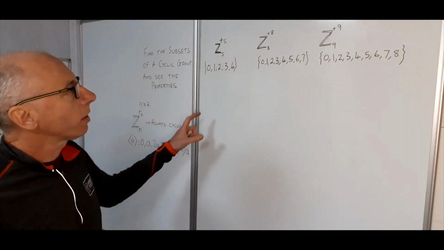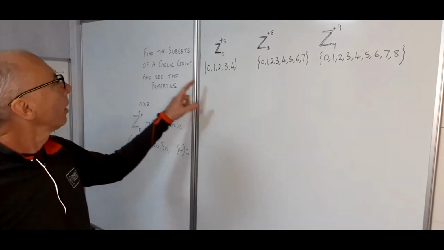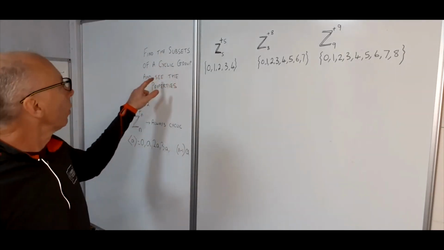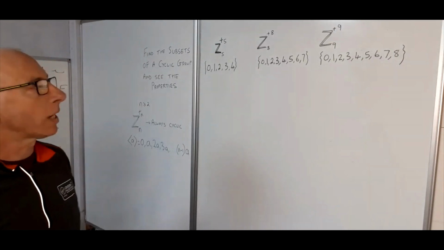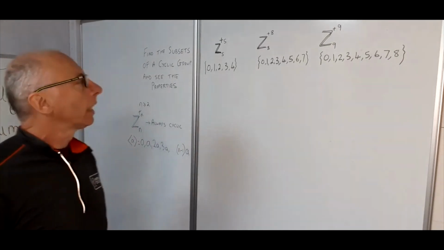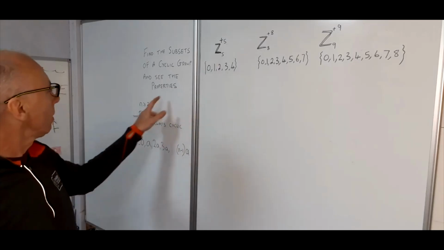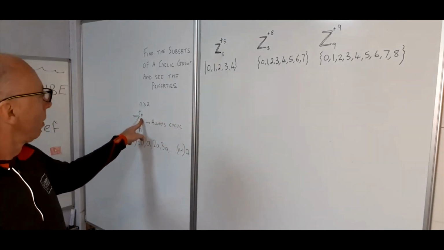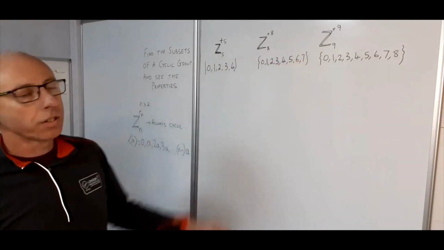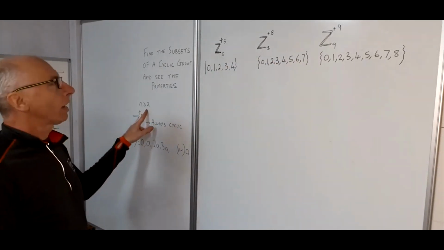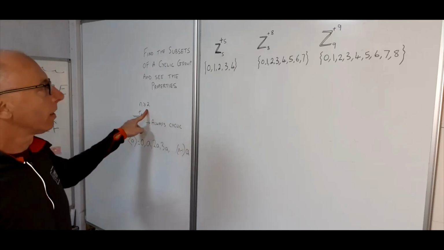Okay, so in this video we're going to find the subsets of a cyclic group and see if there's any properties that we can see within those subsets of each of these groups. Now each of these groups is addition modulus n, and all of these groups are cyclic. Now for n greater than 2, that is always the case.